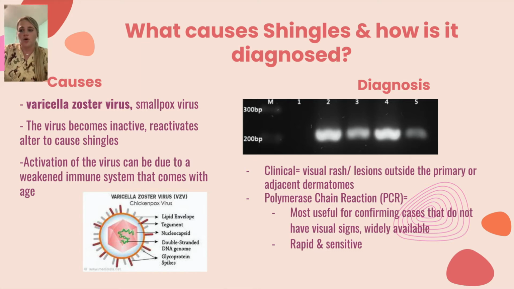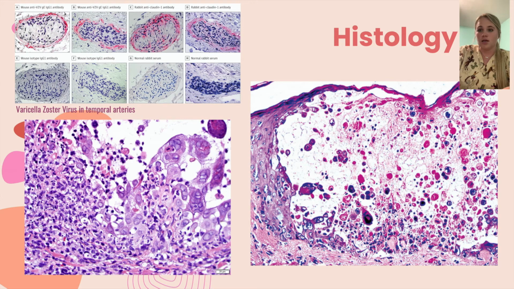So when a practitioner is not sure if it is actually shingles or not, they will run a PCR, which is a polymerase chain reaction. And this is the cheapest and most rapid and sensitive way to test and make sure it actually is the herpes zoster virus of varicella. A little bit about the histology of it.